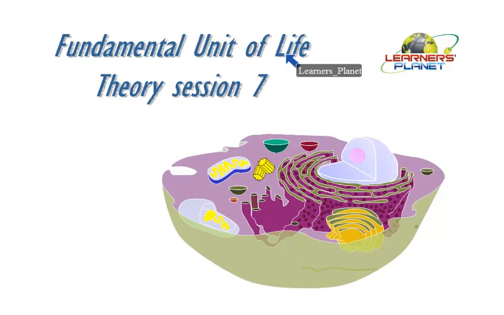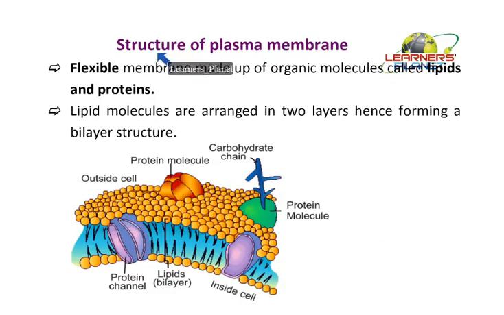So in the previous sessions we were discussing the plasma membrane. We have studied the basic characteristic features of the plasma membrane, and now in this session we are going to study the structure of the plasma membrane. So basically this plasma membrane is made up of lipids and proteins. We have studied till now that the plasma membrane is flexible. It is semi-permeable in nature. But chemically, can you think of what it is made up of? We introduced it in the previous session: the plasma membrane is made up of lipids and proteins.